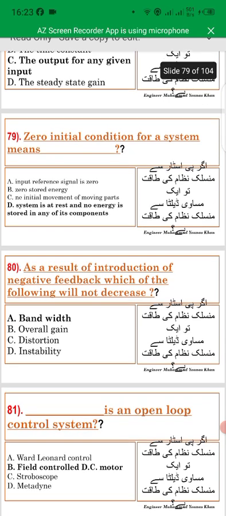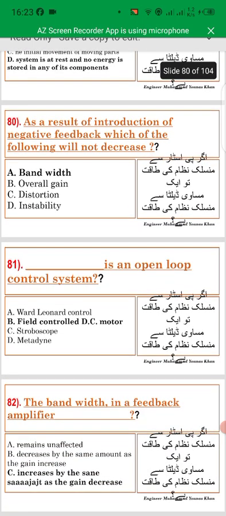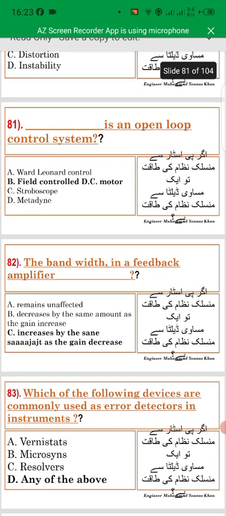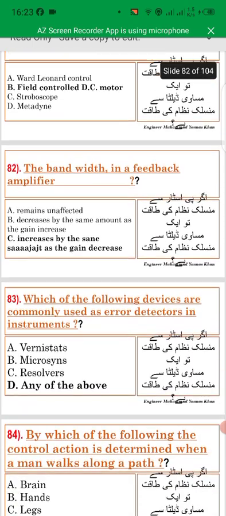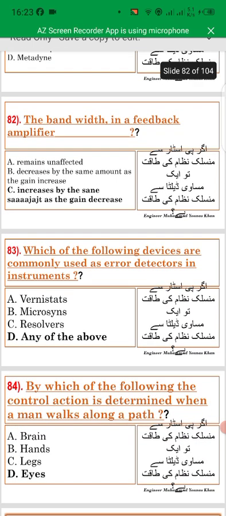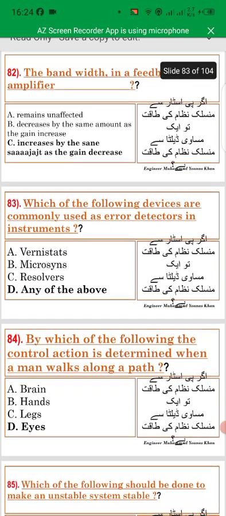Zero initial condition for a system means the system is at rest and no energy is stored in any of its components. As a result of introduction of negative feedback, which of the following will not decrease? Bandwidth. Field control DC motor is an open loop control system. The bandwidth in a feedback amplifier increases by the same factor as the gain decreases.